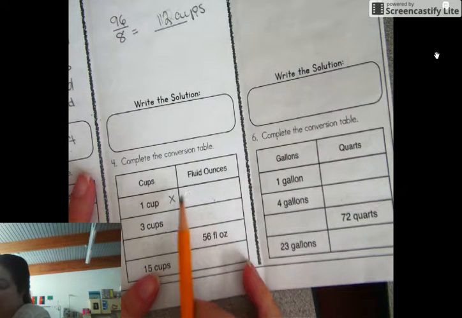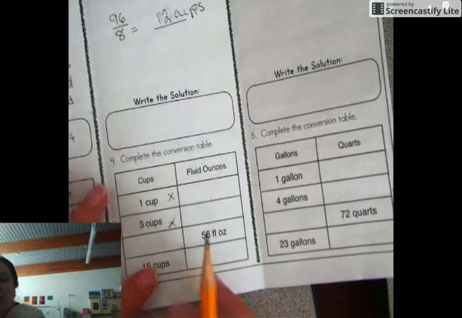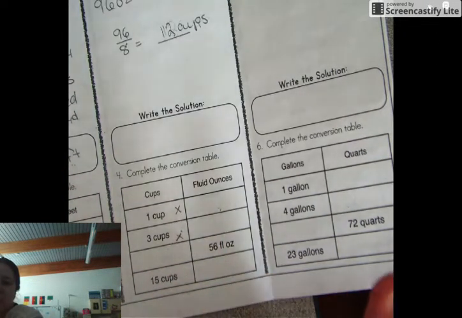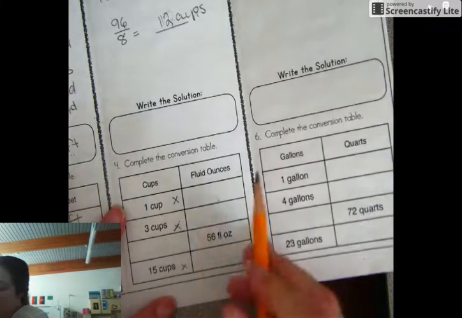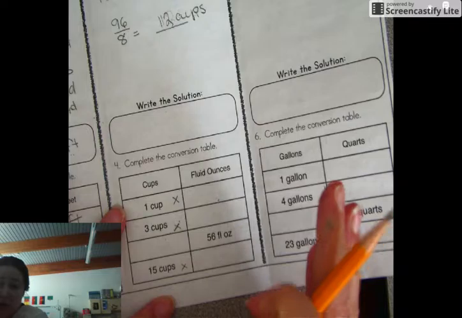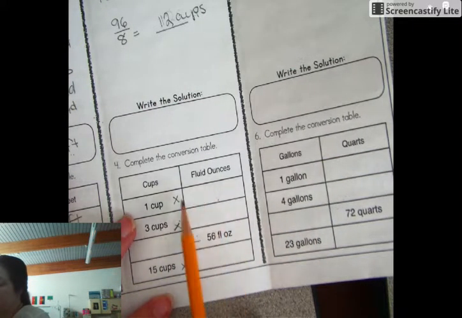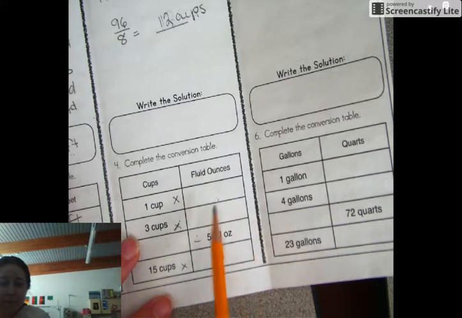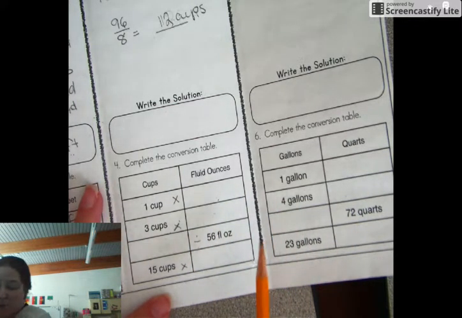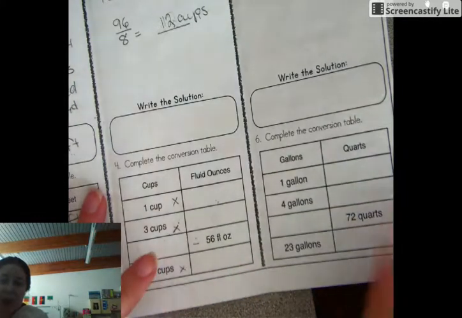I'm going to type in an answer because you're going from cups, because cups is going to have a smaller number, but the fluid ounces are going to have a bigger number. So you're going to times these. And then if you are going from fluid ounces, which is bigger, to a smaller number, you're going to divide. So please type in this one right here. Type in this one right here. Please type in this one right here, and then this one up here. Okay?